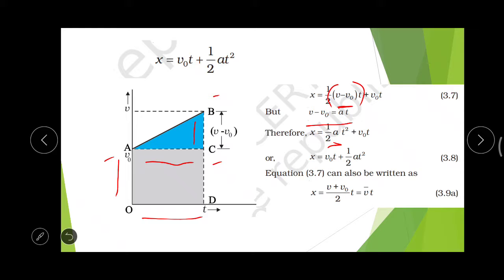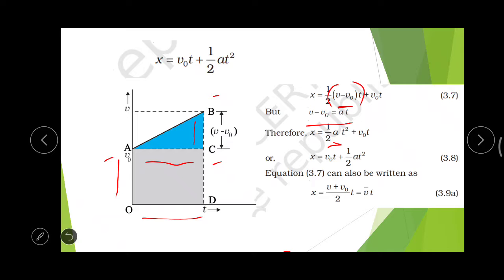In other words, equation 3.7 can also be written as x is equal to (v plus v0) divided by 2 into t. That is half of (v minus v0) t plus v0 t; if you add that up, the answer will be (v plus v0) divided by 2 into t. If the acceleration is constant, then (v plus v0) divided by 2 is equal to the average velocity. So x is equal to v bar into t. This is the initial equation actually. v bar is equal to x by t, or delta x by delta t.